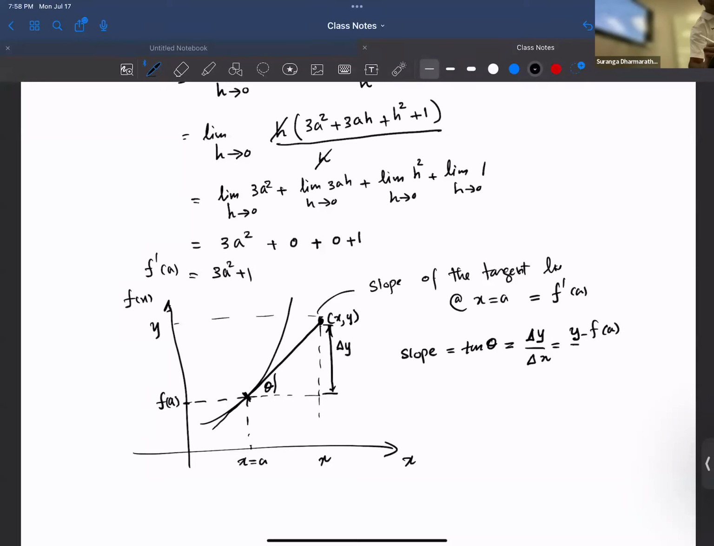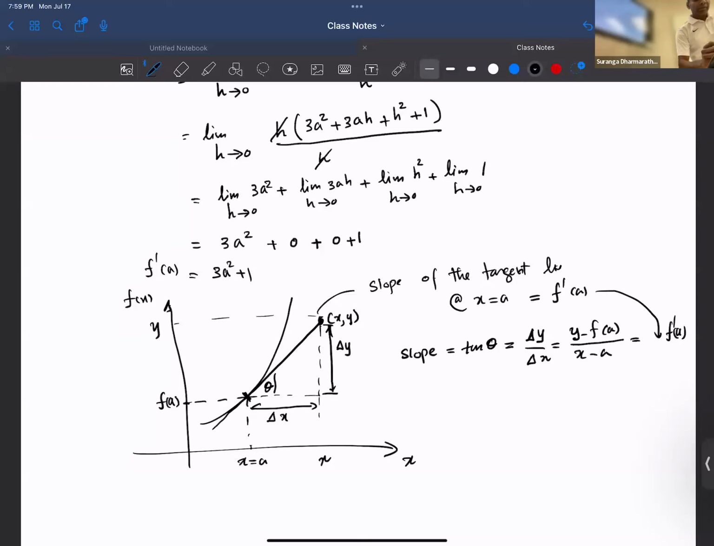See, just need a little bit of thinking. Then change of x. What is change of x? This delta x. Good, x minus a. And that is also equal to what? This is the slope of the tangent line, which is equal to this guy. I wrote slope in two ways. One is the derivative at x equal a. The other one is just from the geometry.